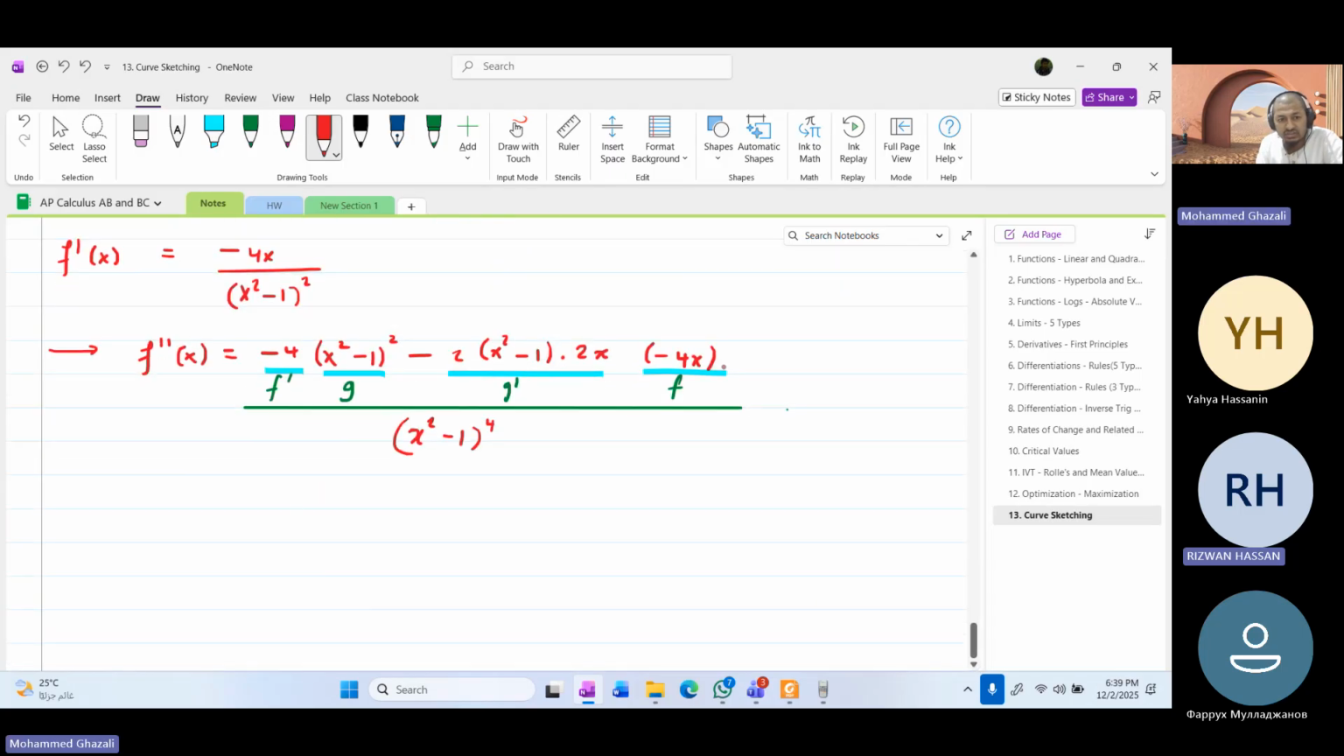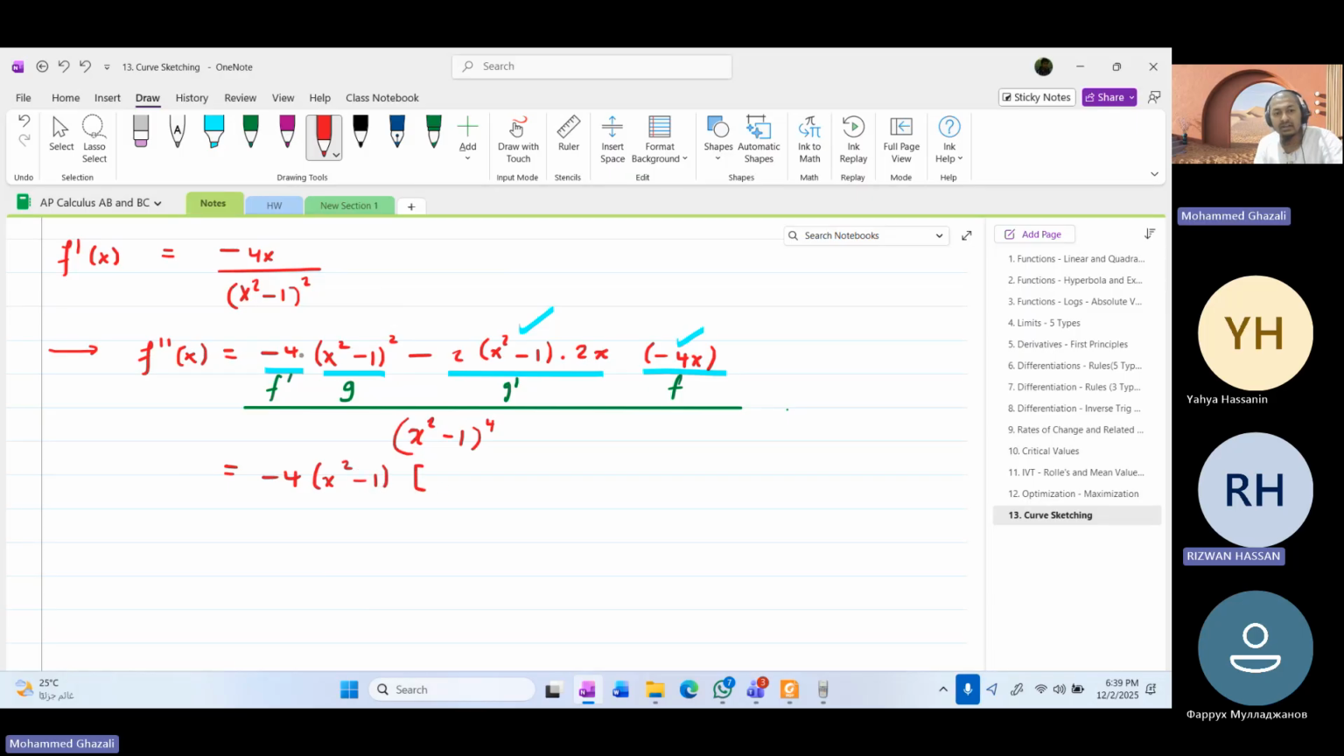Now you need to simplify. That's the thing about inflection points, you've got to simplify. So we need to take out the highest common factor here. We're going to take out minus 4 from the first part, and from the second part also minus 4, and take out x squared minus 1 to the power. So your minus 4 times x squared minus 1 is the highest common factor.